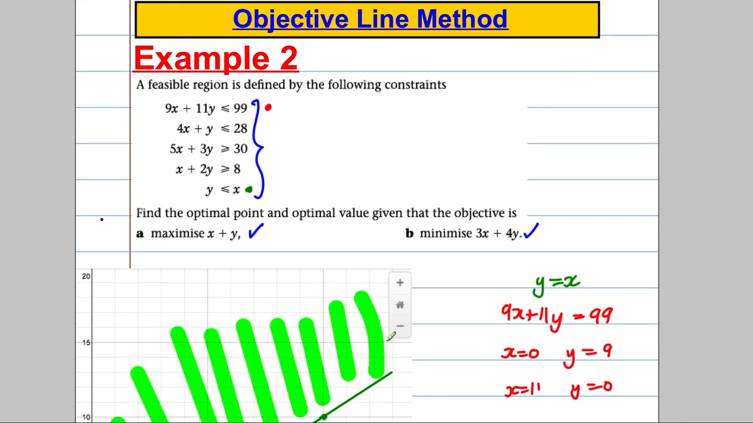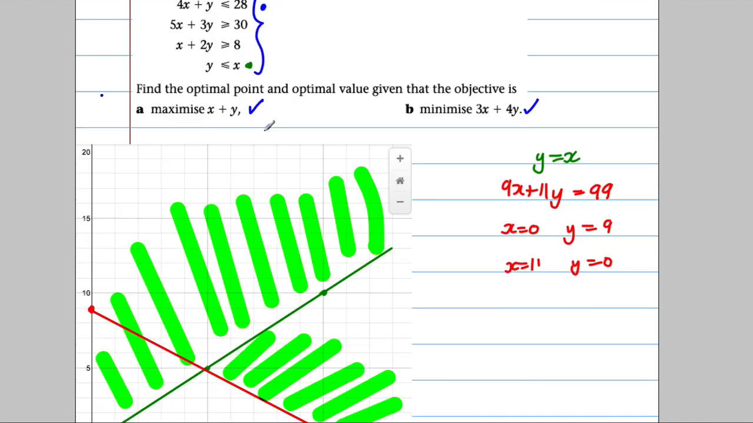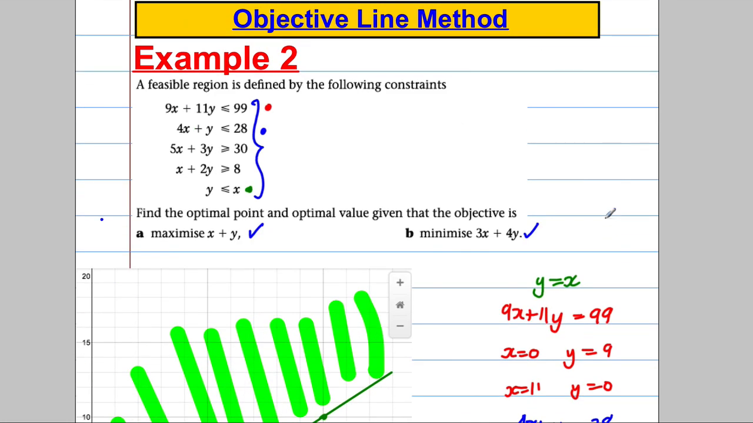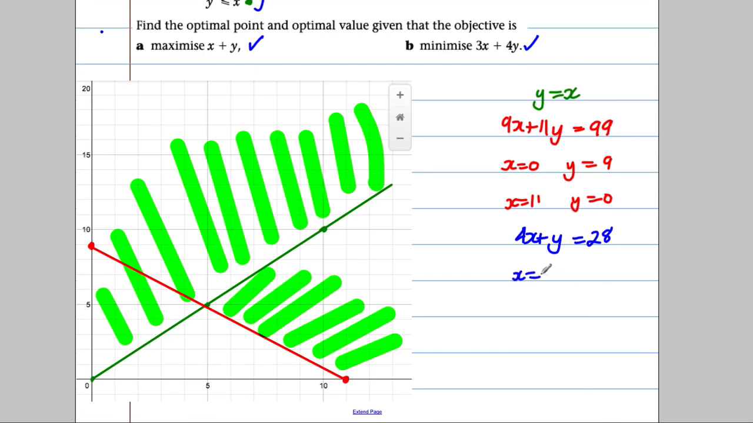Okay, so next one, let's draw this one here. 4x plus y equals 28. So clearly if x was equal to 0, y would be 28, which is probably too big to fit in our graph here, so let me pick another one. If x was equal to 2, then y would be equal to 20. That would just about fit. And if y was equal to 0, x would be equal to 28 divided by 4, which is 7.